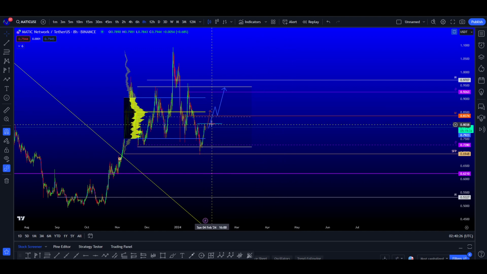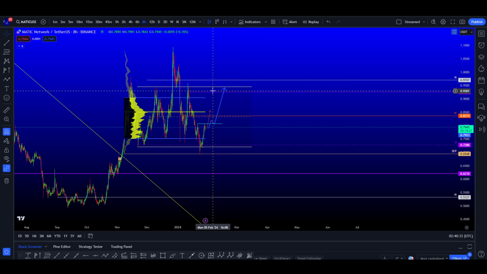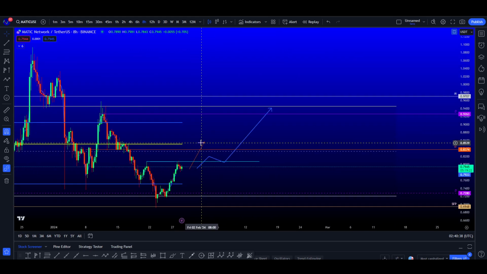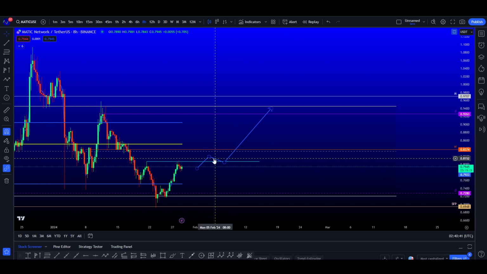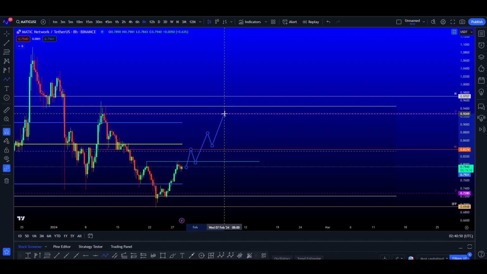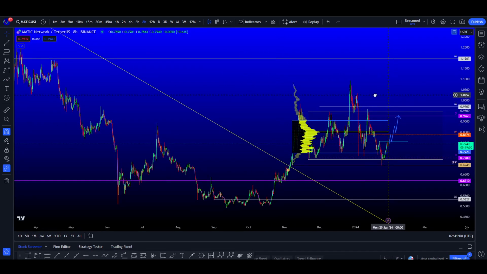But obviously the next major challenge is to flip this local resistance, which I believe it will do quite easily as long as Bitcoin stays neutral or bullish. I could see that flip happening. And after we tackle those levels, what are we looking for next? Just like I said, to reclaim the point of control, turn that into support, and then we go ahead and tackle the value area high and the daily level, which is untapped. So that's really what I'm keeping an eye on.